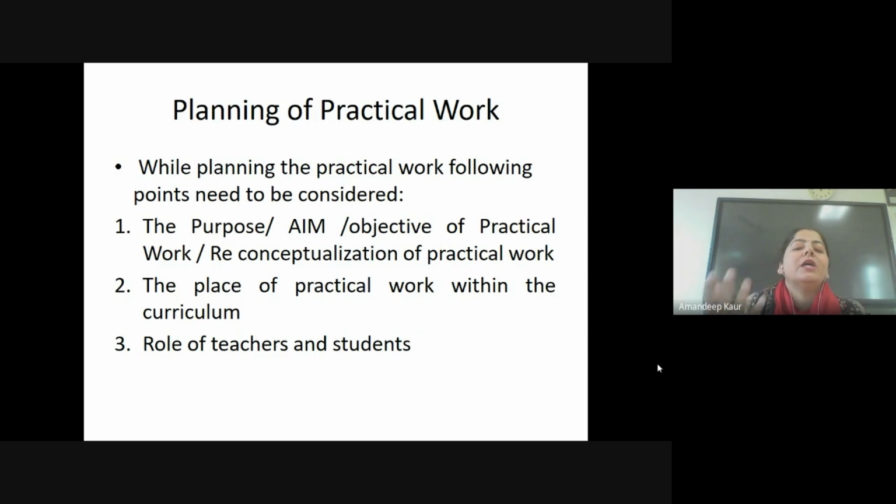So we need to conceptualize that whole practical activity and then allow the students to understand that activity in the different activity specifications planned by the teacher. The place of the practical work within the curriculum. So why do we need to focus on this?